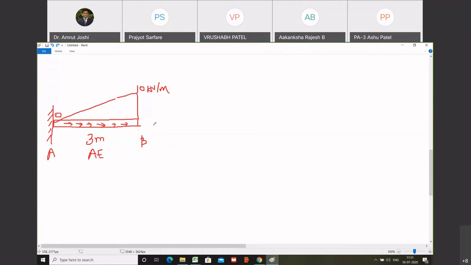Now, I am going to divide this into two elements. I am going to divide this into two elements. So the first element is going to have the length of 1.5 meter, and the second element is also going to have the length of 1.5 meter. I am going to call this element number 1. I denote it by E1. I am going to call it element number 2, E2.